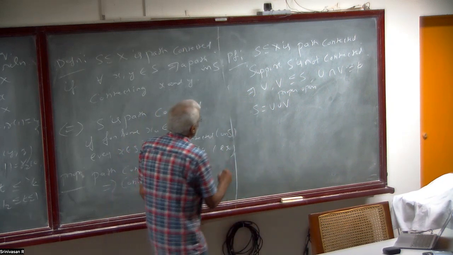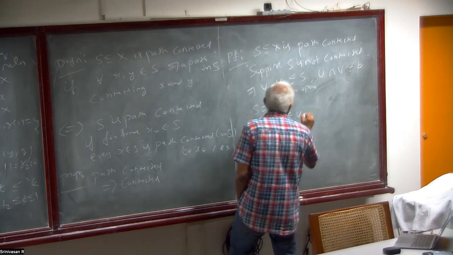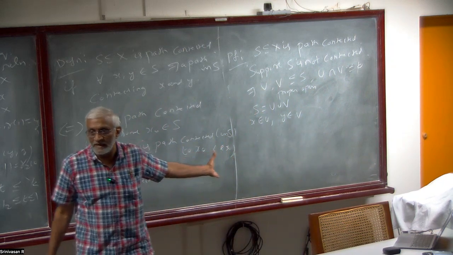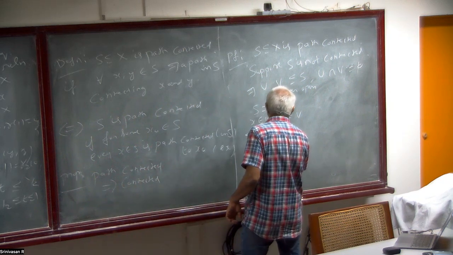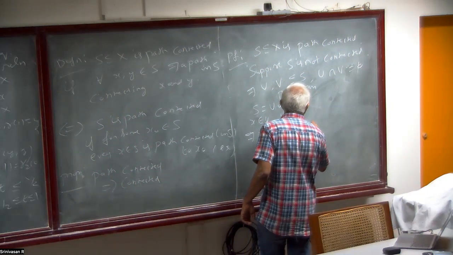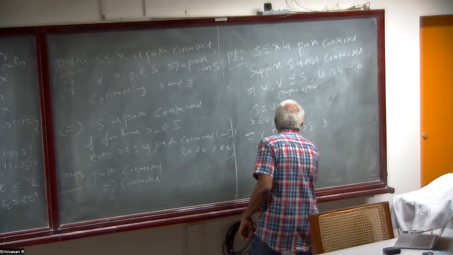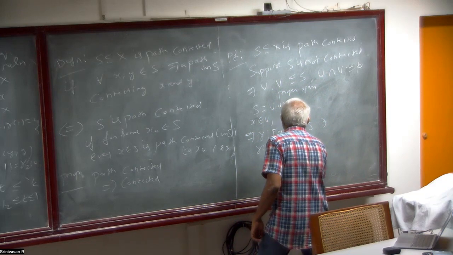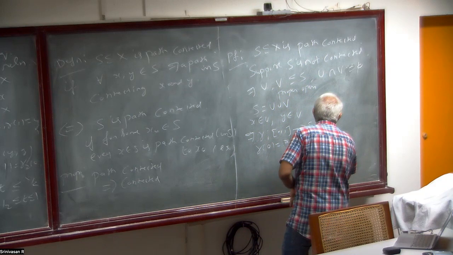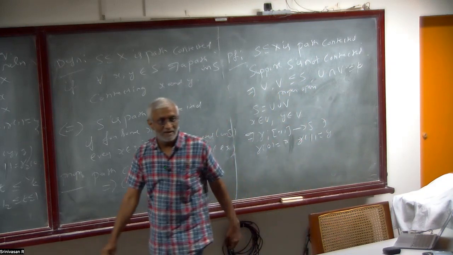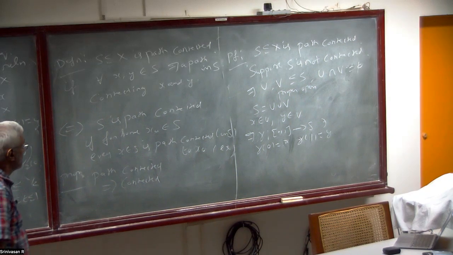Now you take X in U and Y in V, because they are non-empty, so you can take that. Let gamma be a path from [0,1] to S such that gamma of 0 is equal to X and gamma of 1 is equal to Y.